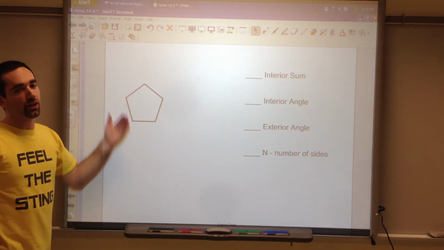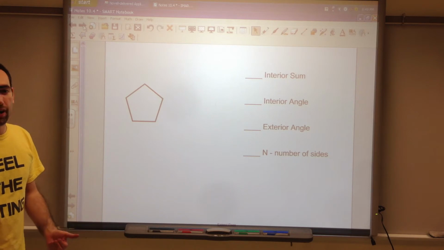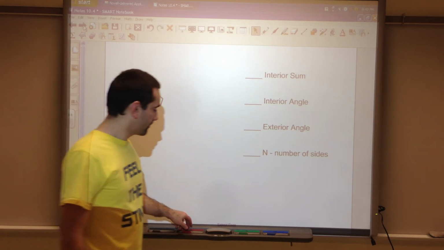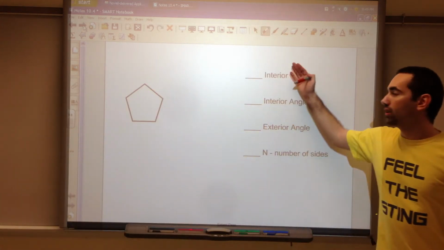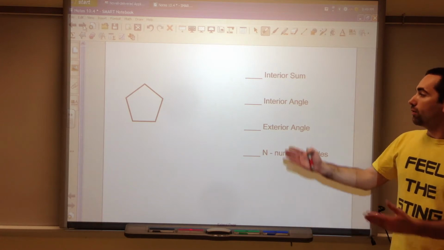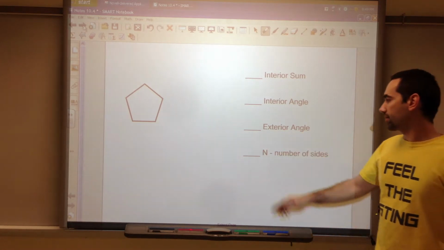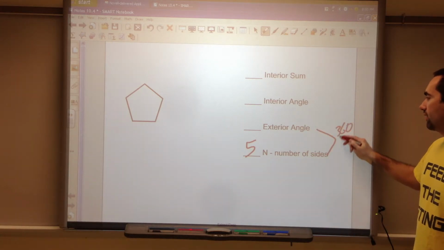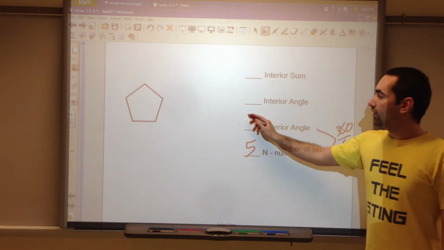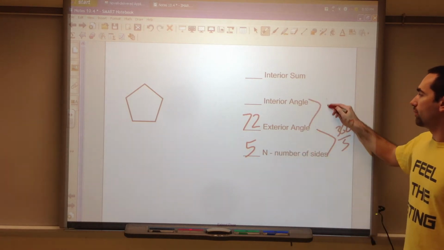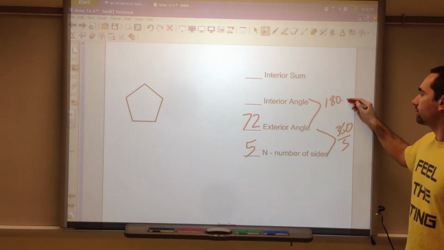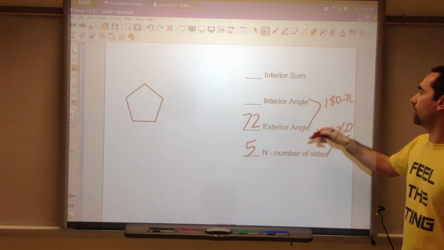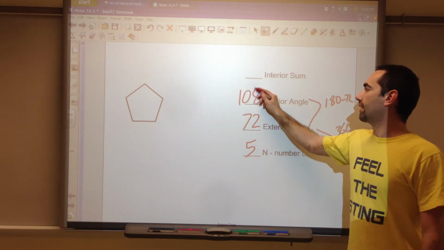Now, let's refresh our memory what I mean by interior angle. Last unit section, we learned about this process. Well, if I take a pentagon, it has 5 sides. So here, 360, divide by 5, 72. These add up to 180. So 180 minus 72, we get 108.